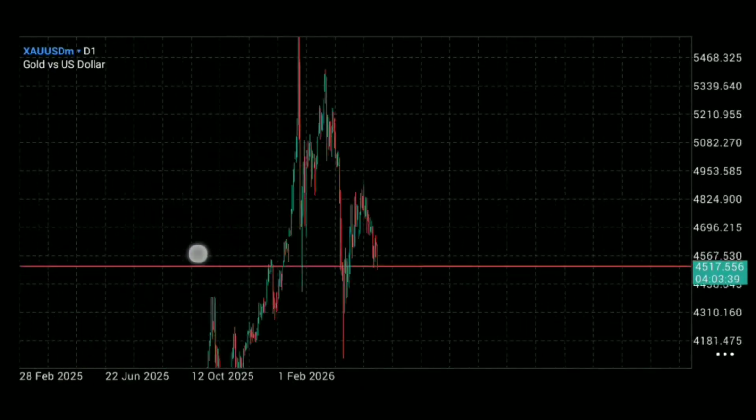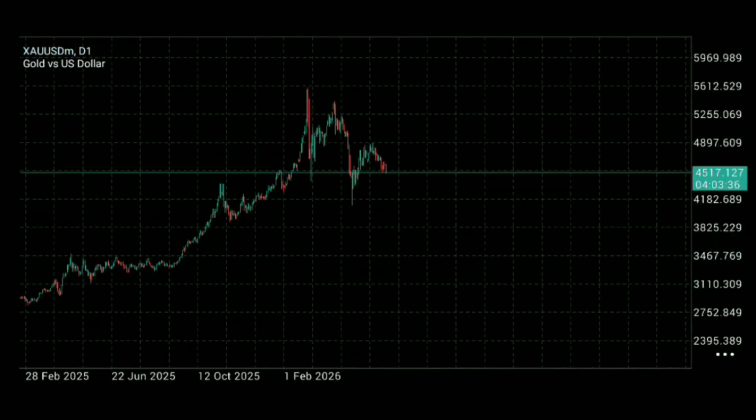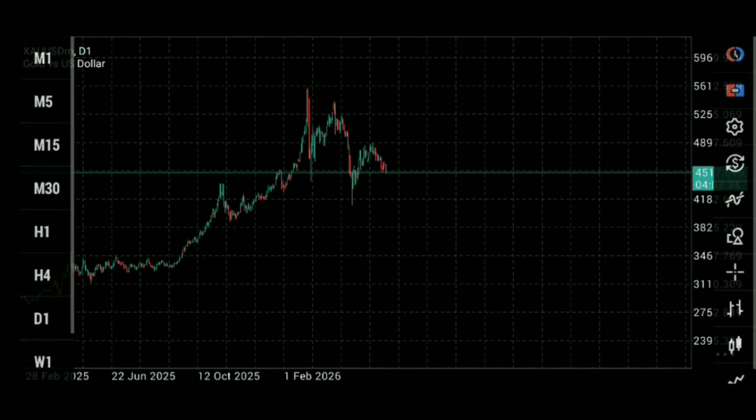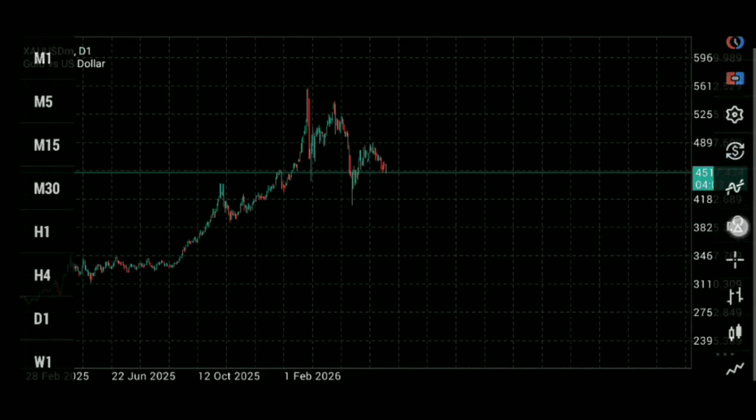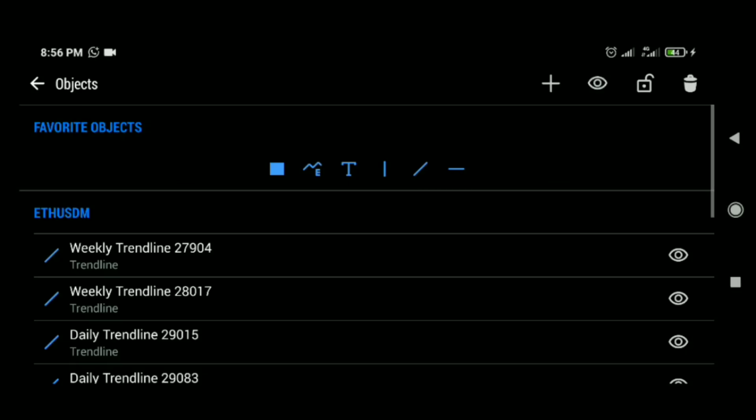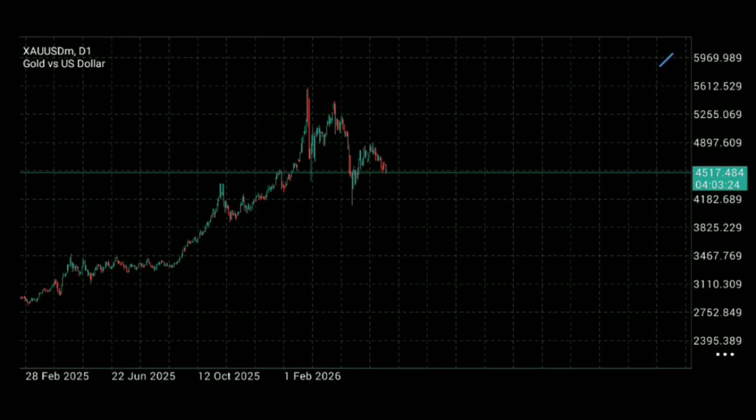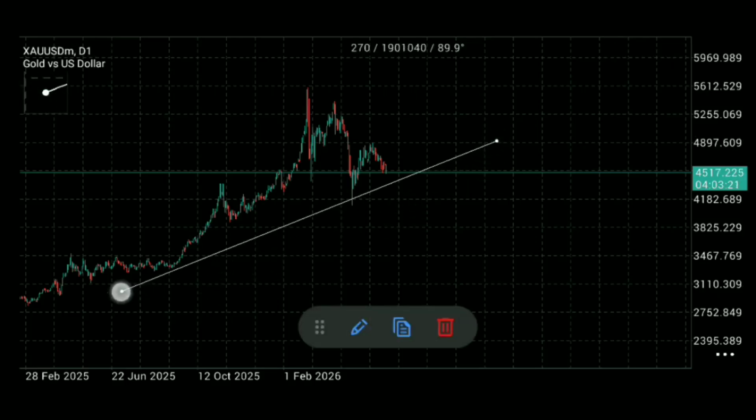Now when you come back again like this, now what are you going to do? We are on the daily time frame. So you now touch, just touch. Then you touch this side here. You see this place here at the right hand side. Are you seeing it here? Just touch this one now. Then you now touch this trend line. Are you seeing it? This trend line. You touch it. Then let's draw the highest and the lowest.